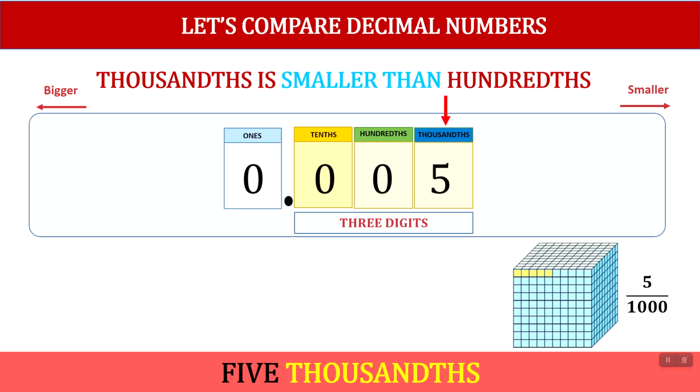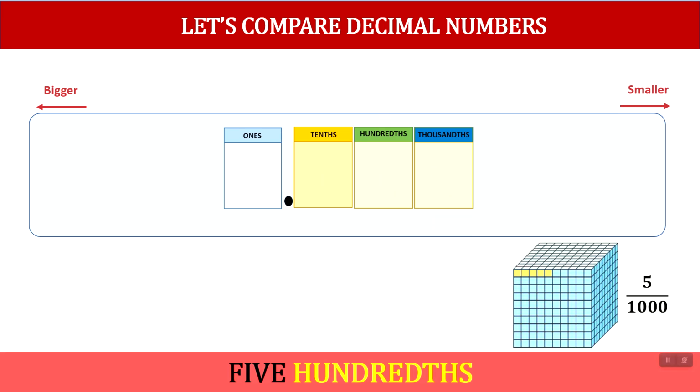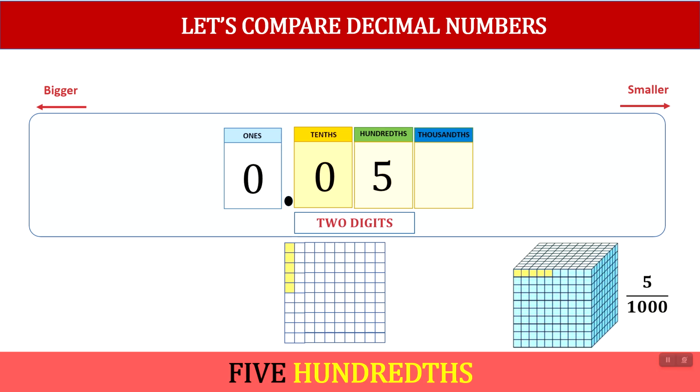We know that thousandths is smaller than hundredths because the thousandths column is to the right of the hundredths column. And we know that digits in columns to the right are smaller than digits in columns to the left. Thousandths is smaller than hundredths. If we look at 5 hundredths, we put a 5 in the hundredths column, 0 in the tenths, and a 0 in the ones. We see that that is two digits, 5 hundredths.